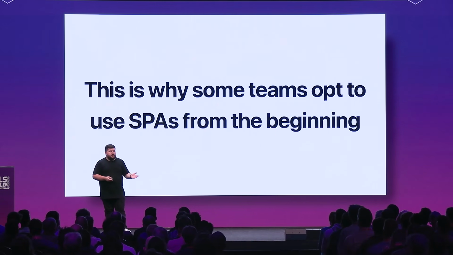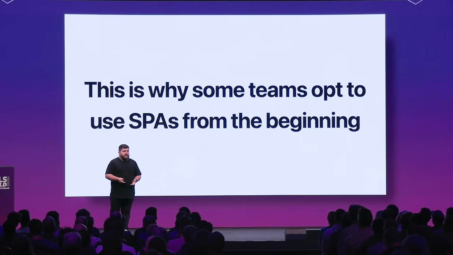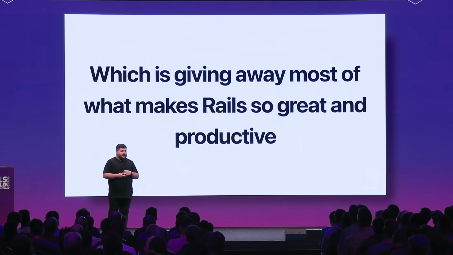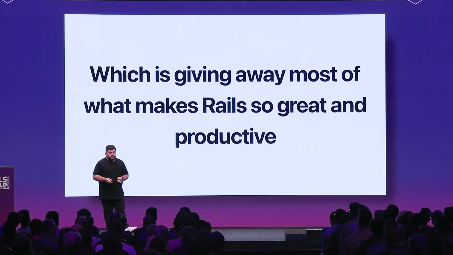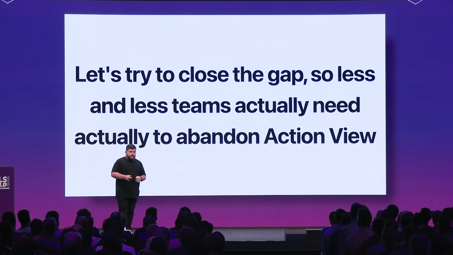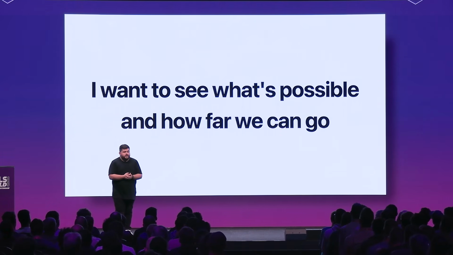And that's why some teams today begin a new project directly in SPAs, because they don't feel like ActionView is powerful enough. And that's a mistake in my opinion, because I think that's giving away most of what makes Rails great, what's so productive. So I want to check out what we can do to close the gap, to make sure it's coming closer together. I want to see where we can go with this.